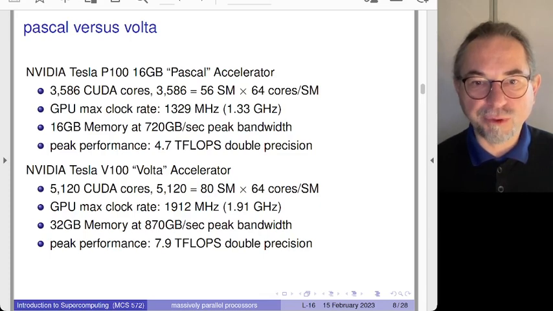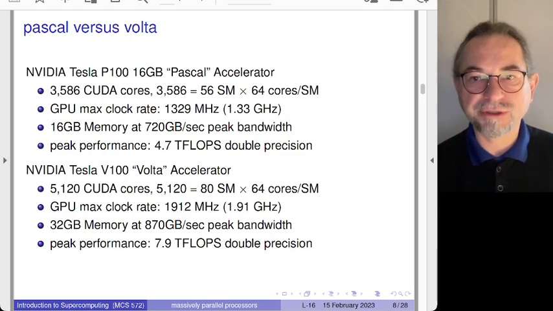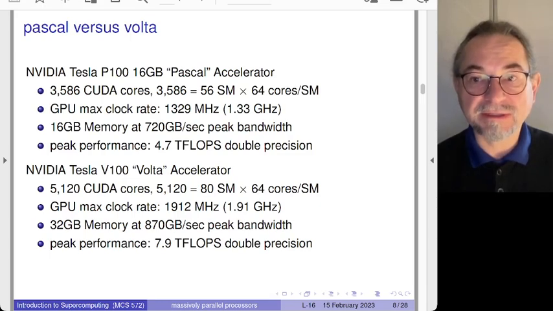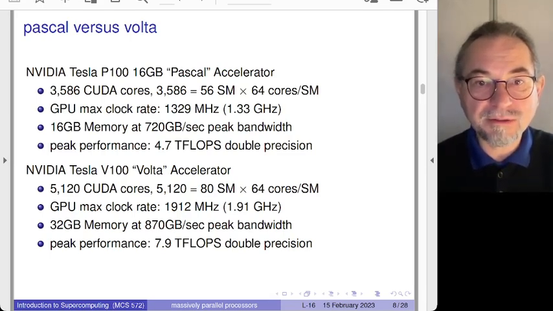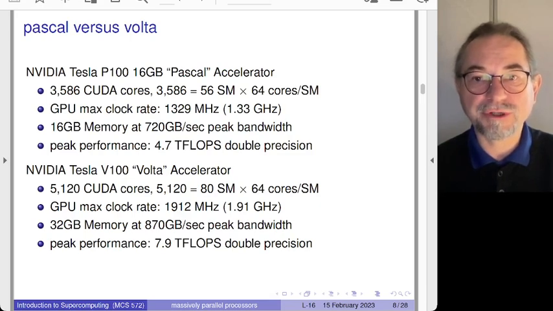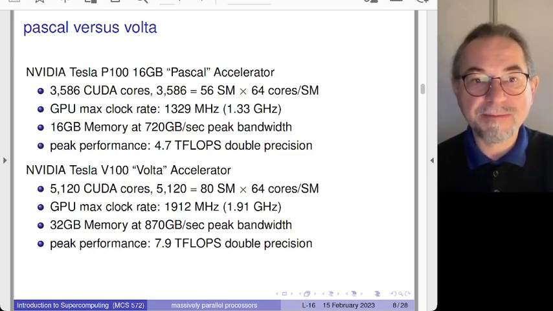And in both cases, it works best if you can organize your computations such that 64 threads, or multiples of that, typically multiples of 32, actually execute the same instruction. So the CUDA core count is the multiplication of the streaming multiprocessors times the number of cores per streaming multiprocessor. And you see that in going from Pascal to Volta, it nearly doubled.